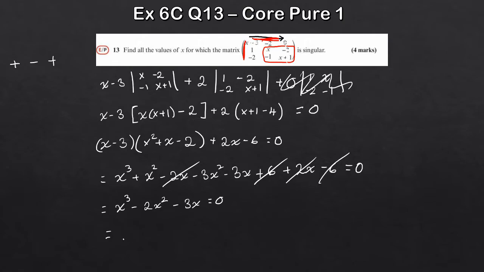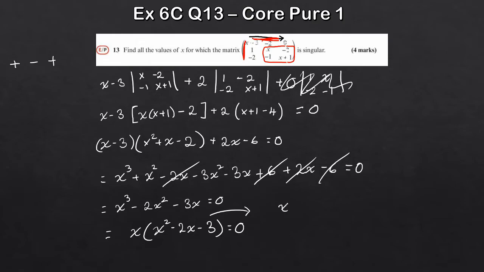So now we can just solve this by factorising. Factoring x out, I'm going to get x squared minus 2x minus 3, and this is equal to 0. And now I can factorise again here. This is a quadratic polynomial, so we can factorise this hopefully. And what you'll find is it does actually factor for this question.